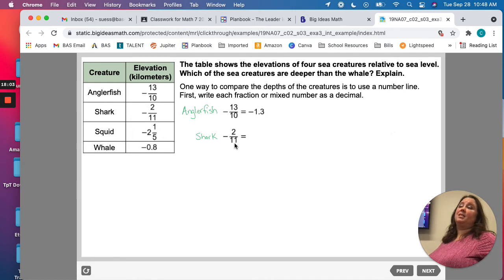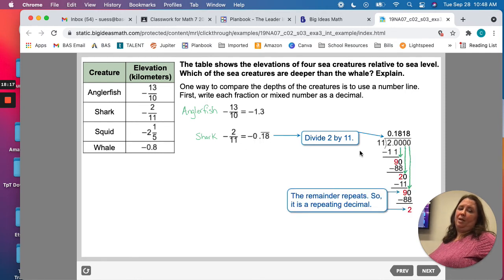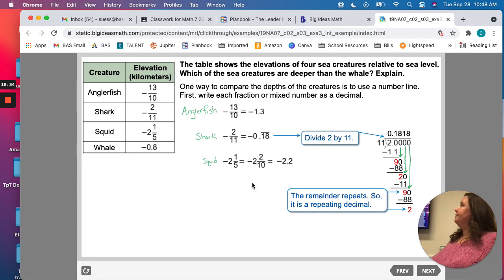What's negative 2 over 11 as a decimal? Negative 0.18. It is a repeating decimal. You see how it goes over and over and over again. Okay? The squid, negative 2 and 1/5. What is that as a decimal? Negative 2.2. Very good. And what is the whale? Negative 0.8, yes, because it's already a decimal.